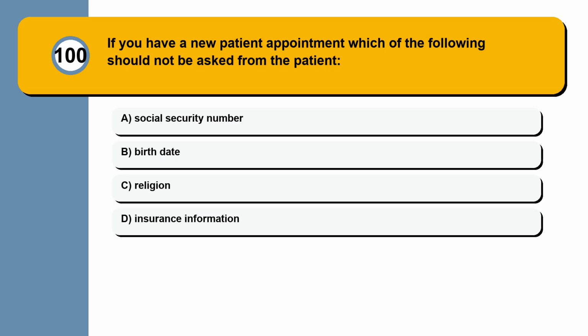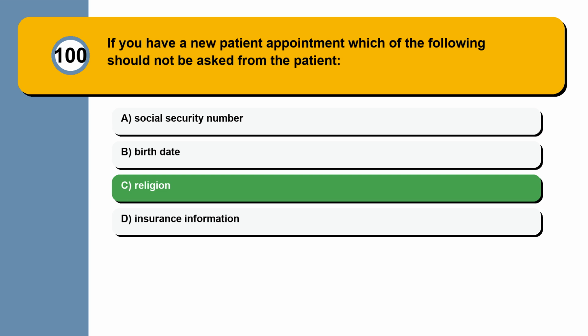Question 100. If you have a new patient appointment, which of the following should not be asked from the patient? Here are your options. Option A, Social Security number. Option B, birth date. Option C, religion. Option D, insurance information. The correct answer is option C.